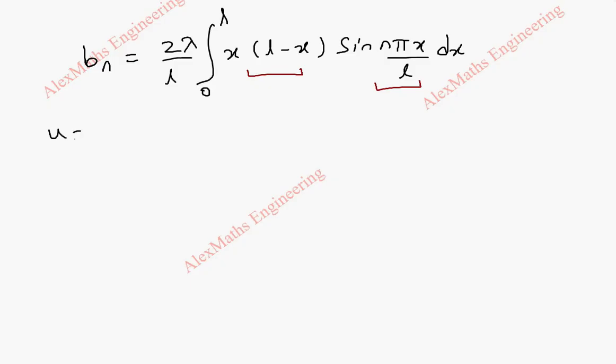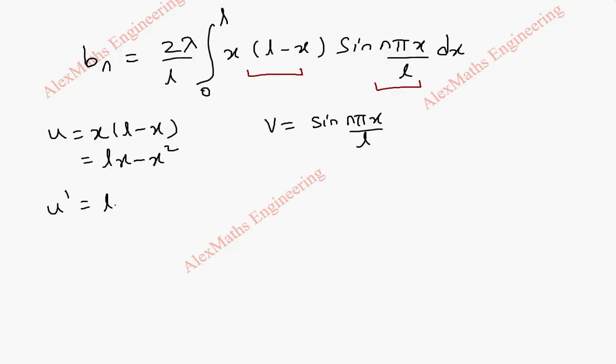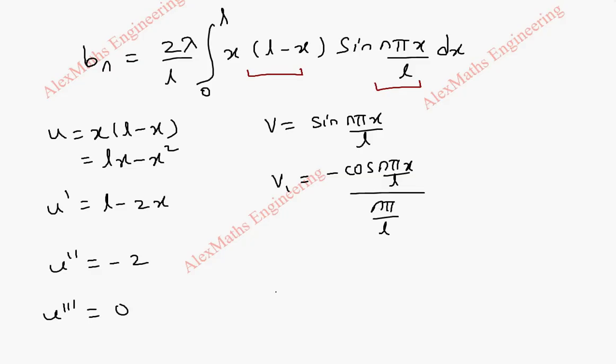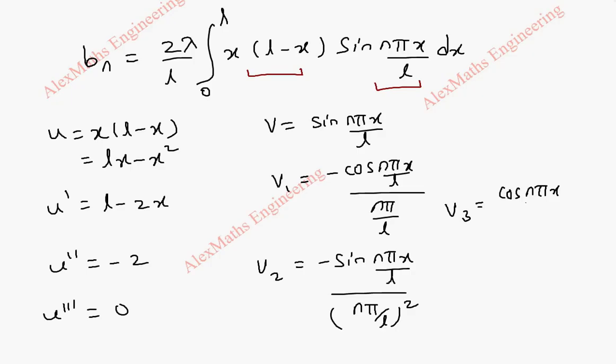So u is x into L minus x. Actually it is Lx minus x square after expansion, and v is sin n pi x by L. So u dash is L minus 2x, u double dash is minus 2, and u triple dash will be 0, and v1 will be minus cos n pi x by L by n pi by L, and v2 is minus sin n pi x by L by n pi by L whole square, and v3 is cos n pi x by L by n pi by L whole cube.